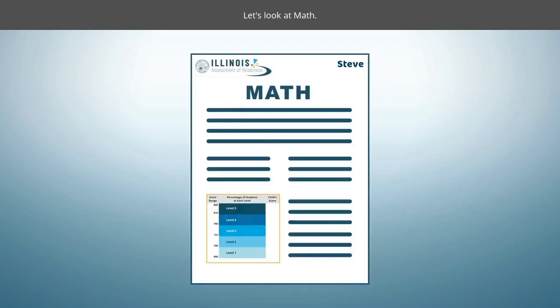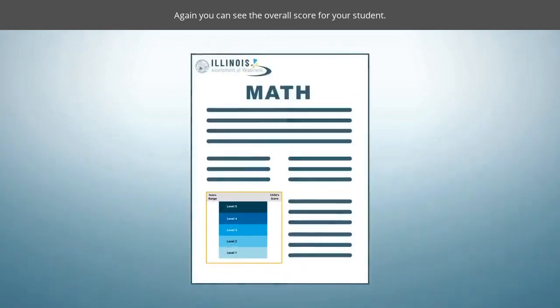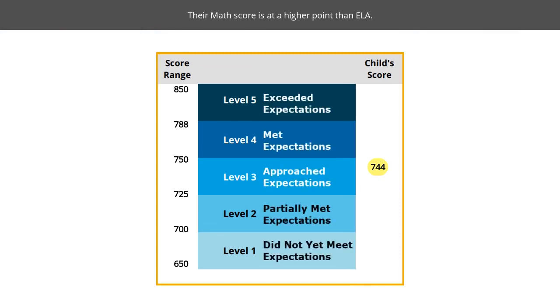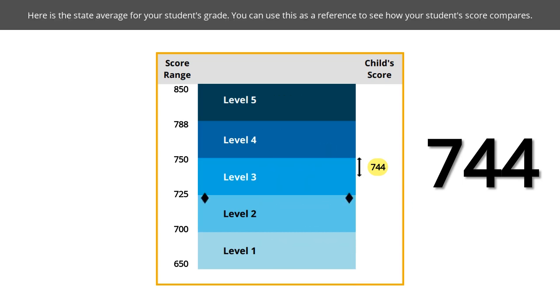Let's look at math. The report looks like the one for ELA. Again, you can see the overall score for your student. Their math score is at a higher point than ELA. It is towards the top of Level 3. If your student took the test again, they might score somewhere in this range. Here is the state average for your student's grade. You can use this as a reference to see how your student's score compares. Your student scored above the state average.